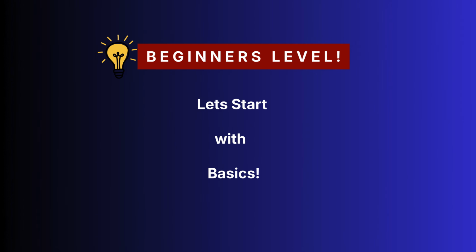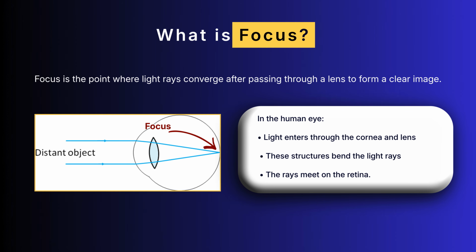Before we start discussing different types of intraocular lenses, let us first understand a very basic concept, that is focus. When light enters the eye, the optical system of the eye bends these rays so that they meet at a particular point on the retina. This point where the light rays meet to form a clear image is called the focus.